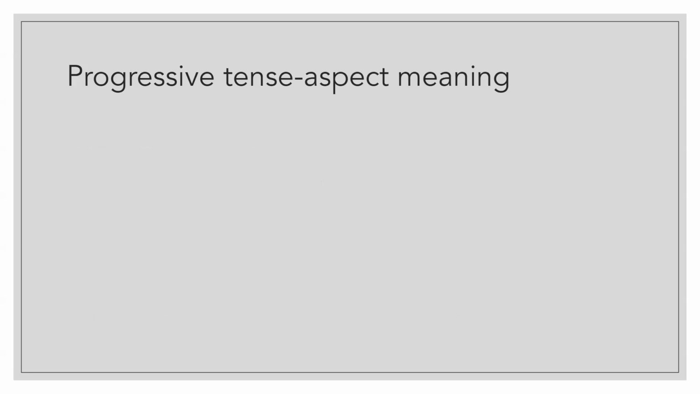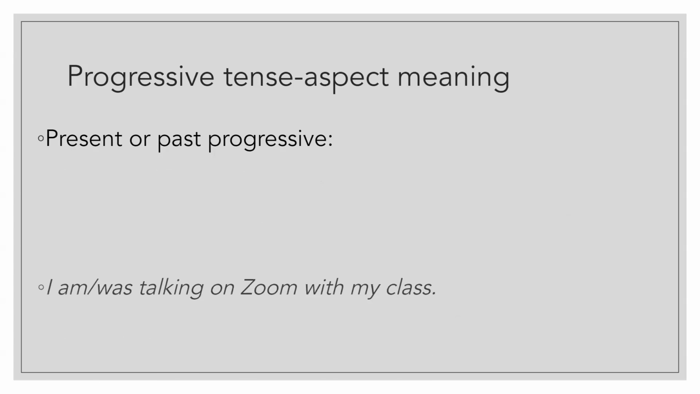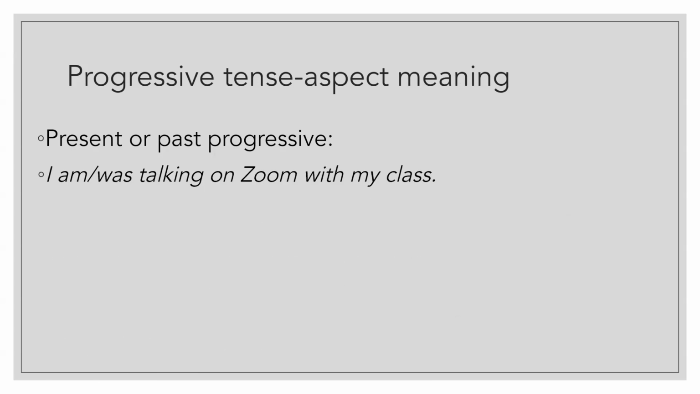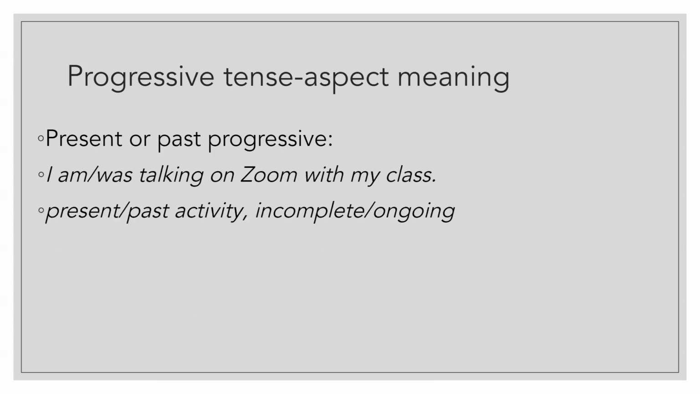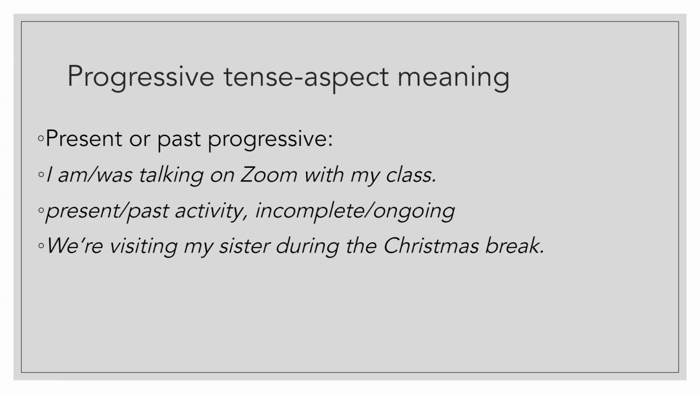What is the meaning when I'm using that -ing verb? The present or past progressive, right? It's a present activity or a past activity that was incomplete, hasn't finished yet. I am talking on Zoom right now. I am recording this video right now. It has not finished yet. Or I'm talking about sometime in the past, but I'm talking about something that wasn't quite finished at that time.